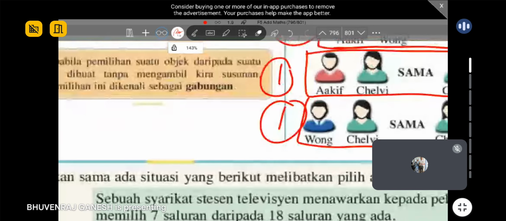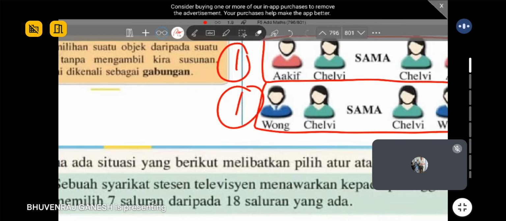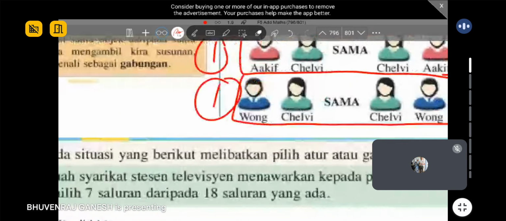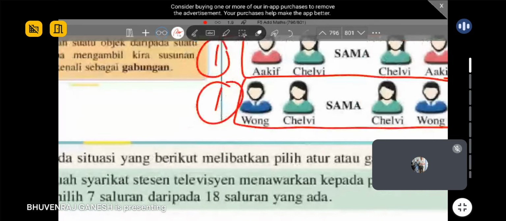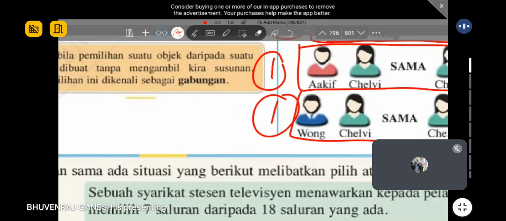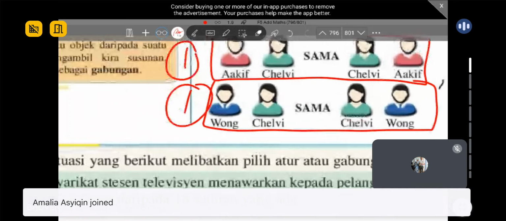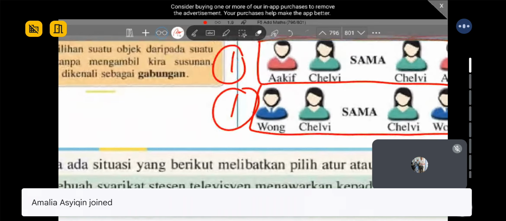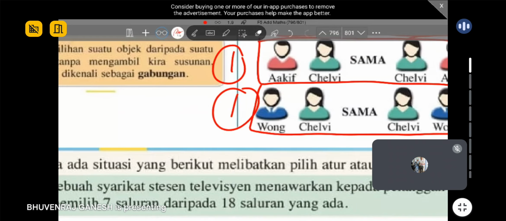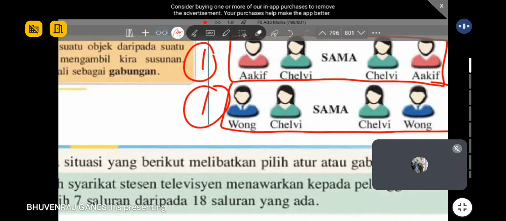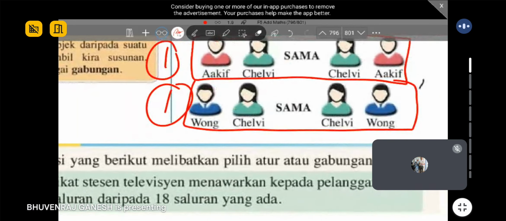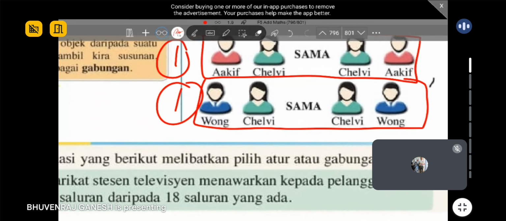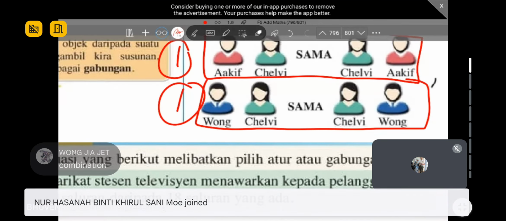All right. So guys, let us see this question. Okay, so you have to say that is this permutation or combination? Okay, adakah ini pilih atur atau gabungan? Okay guys. So they say got a television station to choose 7 channel from 18 different channel. So is this a permutation question or combination question? What do you all think? Pilih atur atau gabungan? Yang ni.